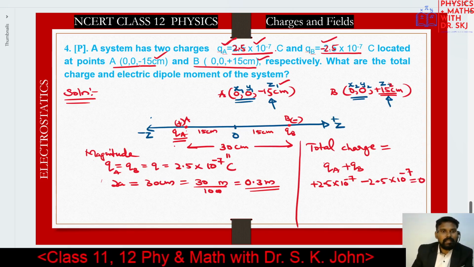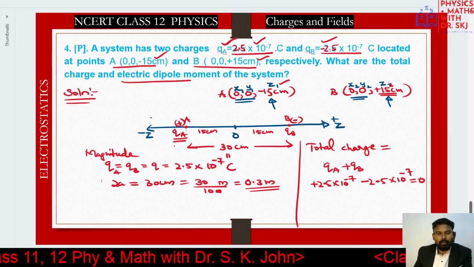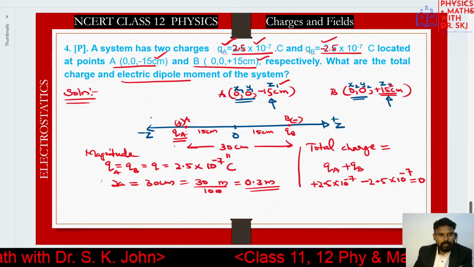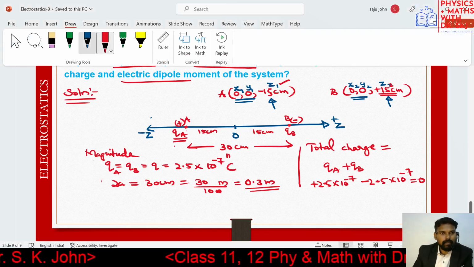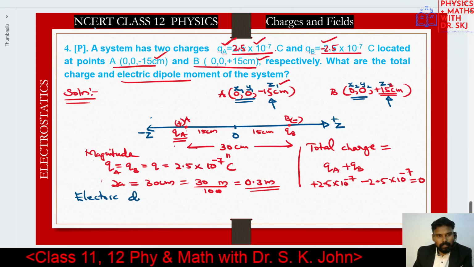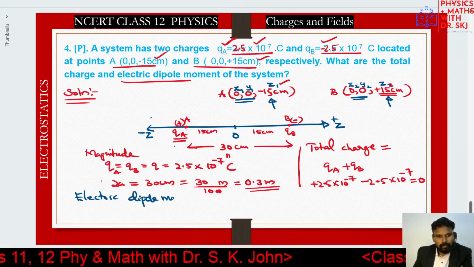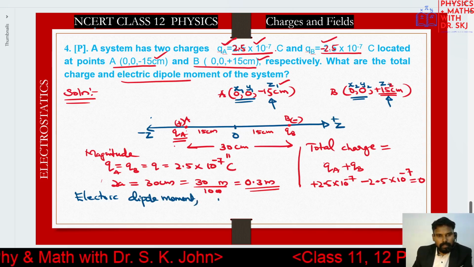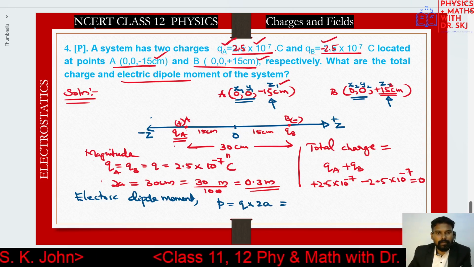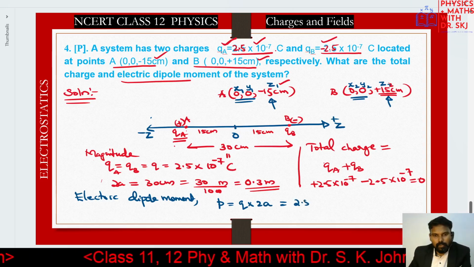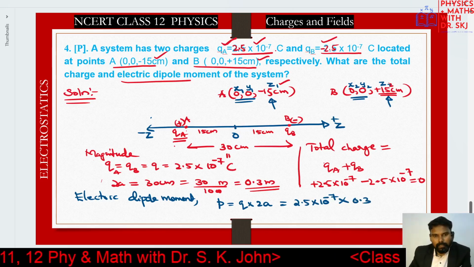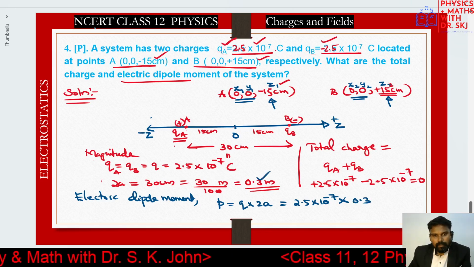Total charge is 0. Then the electric dipole moment. What is the electric dipole moment? P is equal to Q into 2A. Q is the charge. Magnitude of the charge is 2.5 into 10 raised to minus 7, into length, which is 30 centimeter or 0.3 meter. Okay, we got it. 0.3 meters.